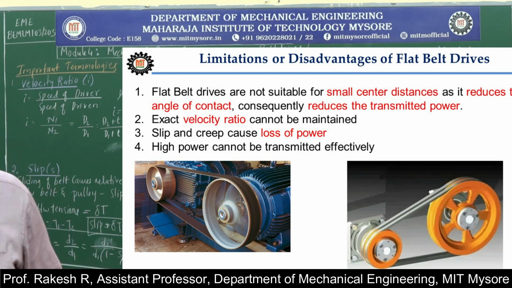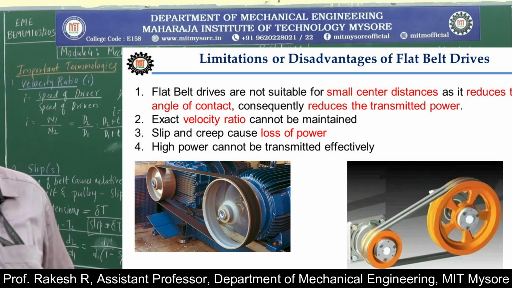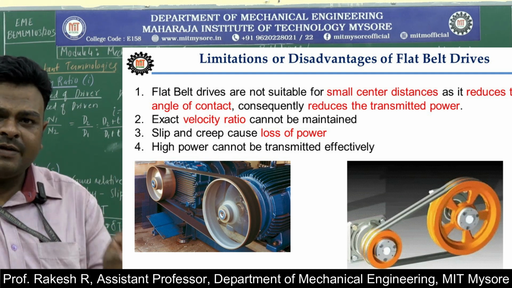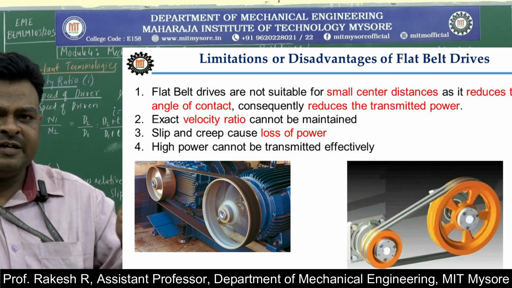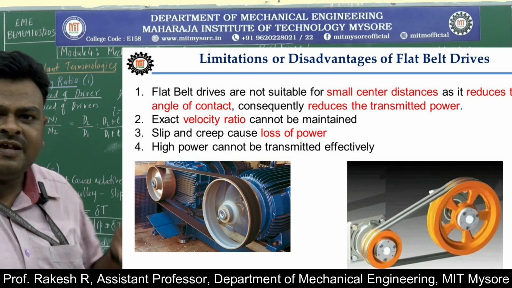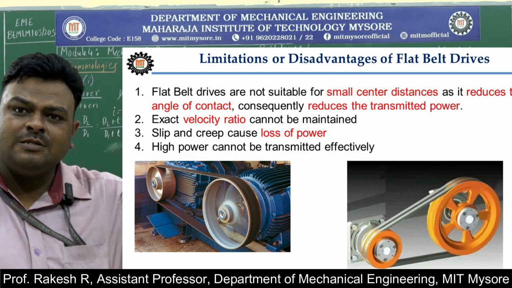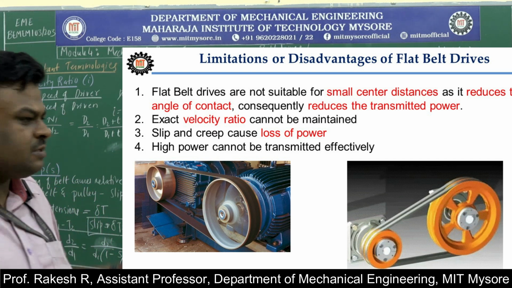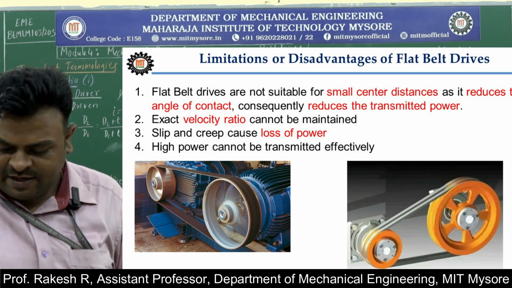And exact velocity ratio cannot be maintained. In each cycle, we cannot maintain exact velocity ratio. That is very difficult because there is some friction here that will be changing. Even that causes slip. Slip will also change the velocity ratio. And slip and creep cause loss of power. That is one of the negatives here.